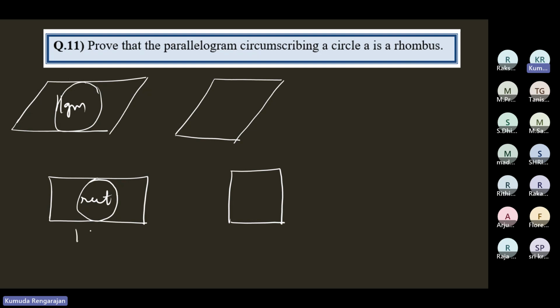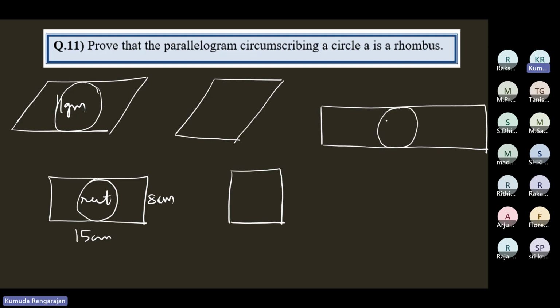Supposing you have a rectangle of length 15 centimeters and breadth 8 centimeters. You cannot draw a circle touching all the four sides of this rectangle, is what I'm trying to say. Can you imagine that? Or imagine a still smaller one, your scale. Your scale is a rectangle. Now you can draw a circle touching one pair of opposite sides. But you should draw a circle touching all the four sides. That's not possible. You cannot draw a circle like that.